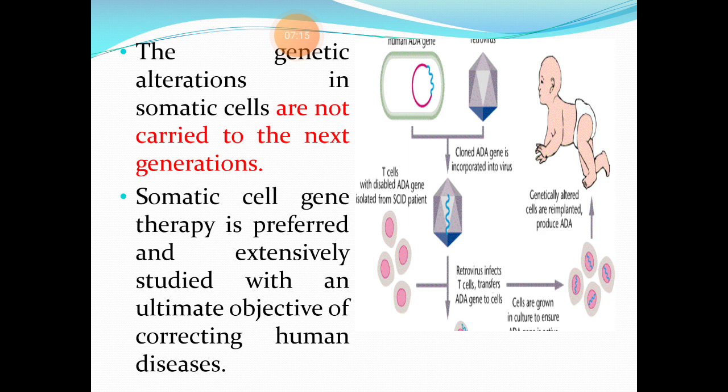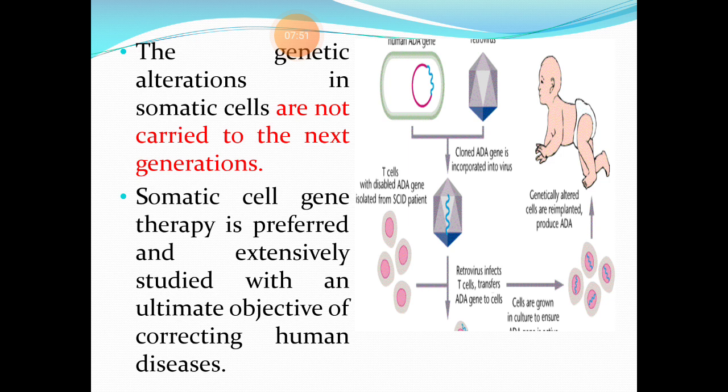So these cells, which have incorporated the normal ADA gene by means of retroviral infection, can be grown in a culture, and these cells can be given to a human being. So genetically altered cells are reimplanted in the human being to produce ADA. As a result, the person will be cured of SCID. He will be normal, with his normal immune system.